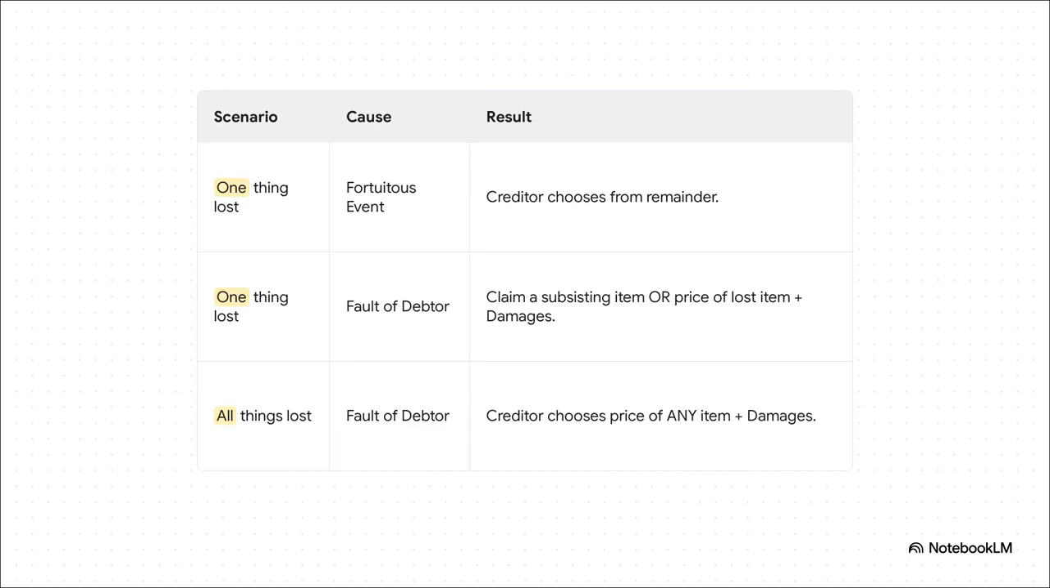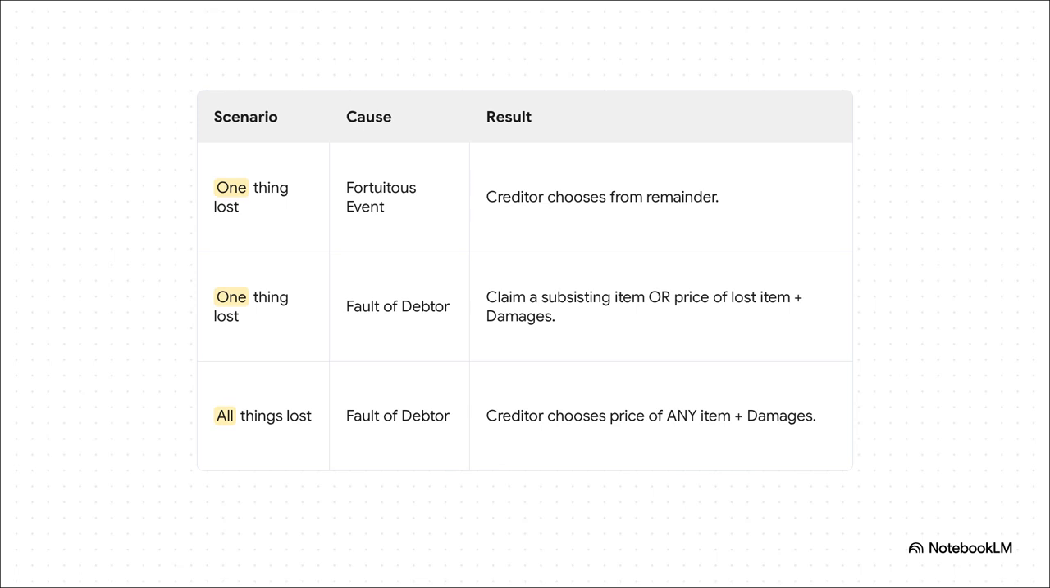This is where it gets interesting. First row, if one item is lost by a random act of God, no big deal. The creditor just chooses from what's left. But that second row, if an item is lost because of the debtor's fault, the creditor gets options. They can either pick one of the items that are still there, or they can demand the cash value of the one that was lost, plus damages.